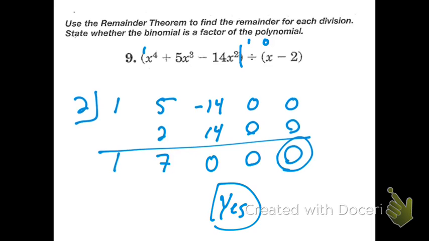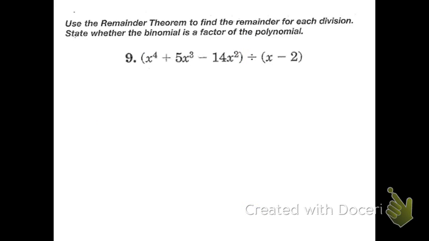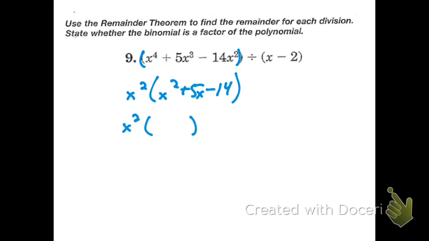Now, I'm going to go ahead and show you this a little bit more in depth. If we just took this right here and factored it, it's x squared they all have in common. So if we take out an x squared, we're left with x squared plus 5x, sorry, minus 14.